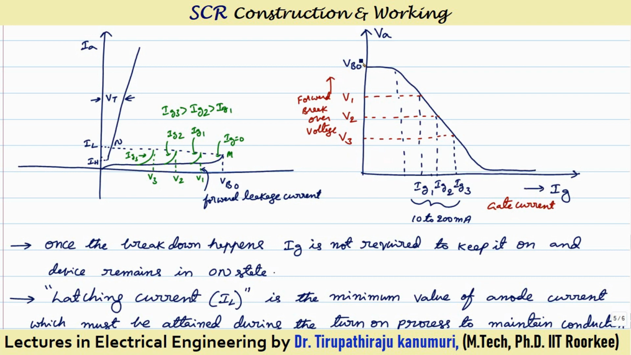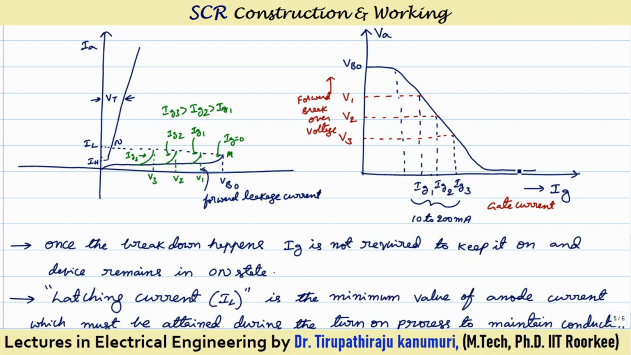Or we can represent it in this form: gate current versus forward breakover voltage. When the gate current is equal to 0, the forward breakover voltage will be VBO. Even when the gate current is a little bit, that is not going to affect it. If the gate current is increased beyond some limit, then automatically the breakover voltage goes on decreasing. At the point where the breakover happens, you can see that as the value of Ig increases, the breakover voltage goes on decreasing.